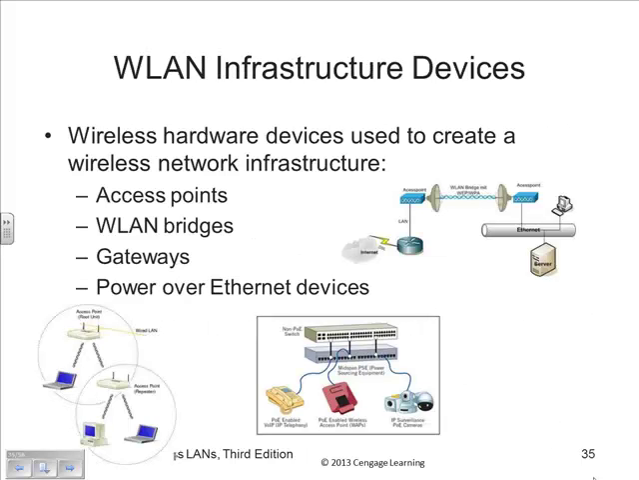Infrastructure devices: access points, bridges, gateways, power over Ethernet devices. Access points, we all use those. Bridges, what a bridge typically does is connect two wired network segments together. When would we want to do that?